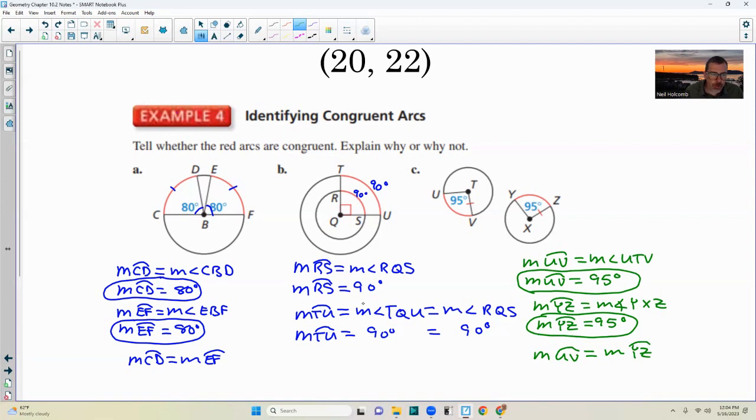Oh, and over here I didn't say it. The measure of arc RS therefore equals the measure of arc TU. They're all equal to 90 degrees. So all three of these are equivalent arcs.